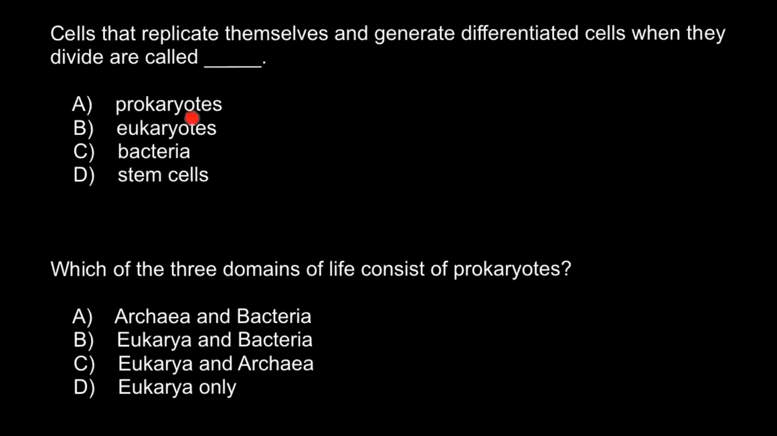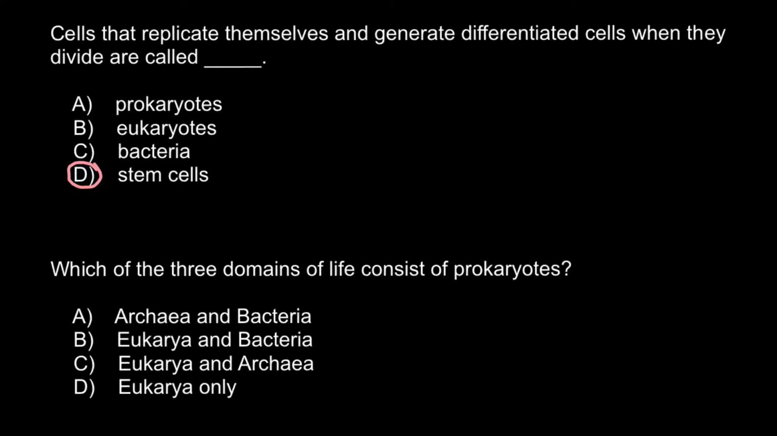So, prokaryotes means the cell that doesn't have a nucleus. And eukaryotes is a general term for cells that have a nucleus. And of course, bacteria belong to this group. Bacteria are unicellular organisms or microbes that don't have a nucleus. So as you see, the only possible answer here is stem cells. So this is the correct answer.